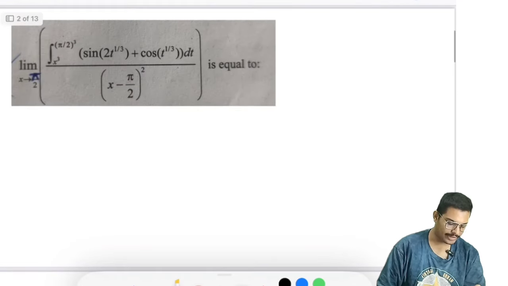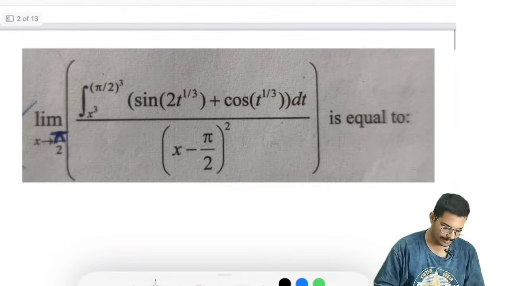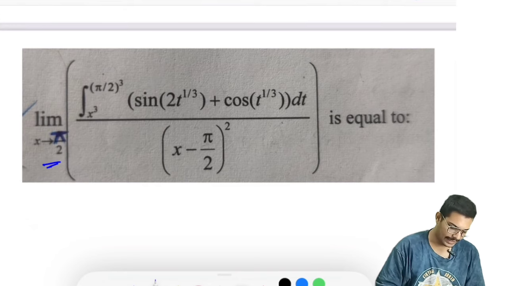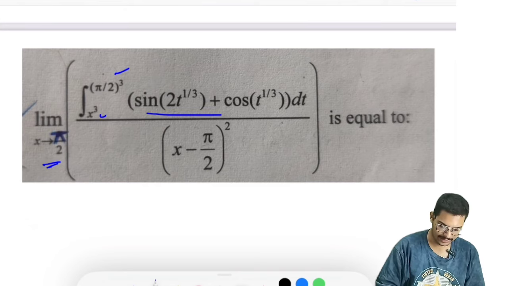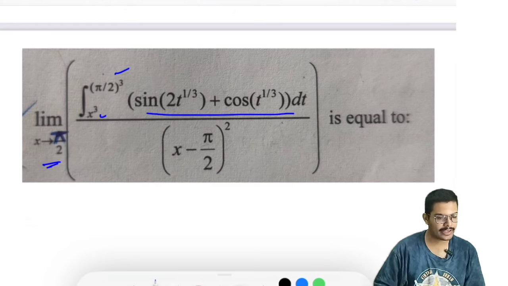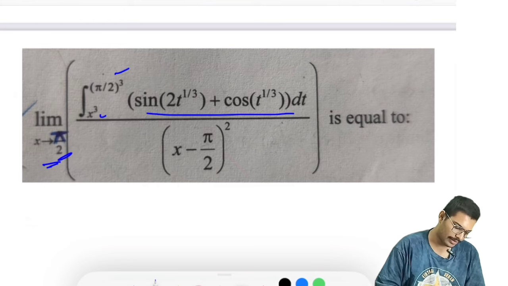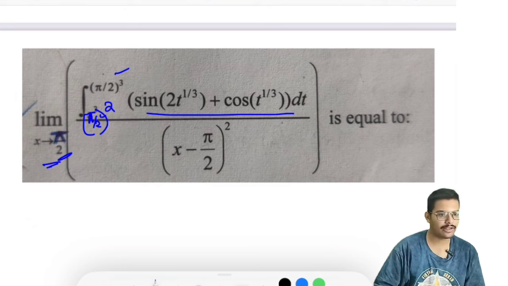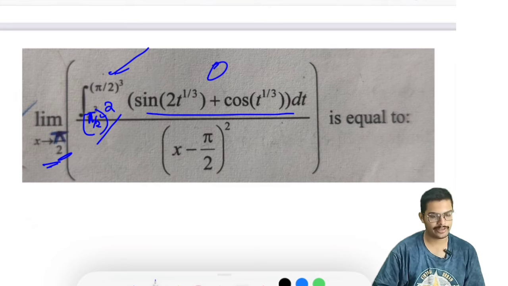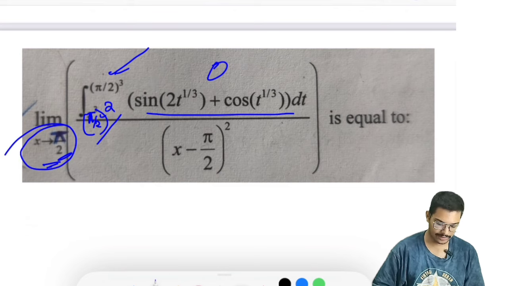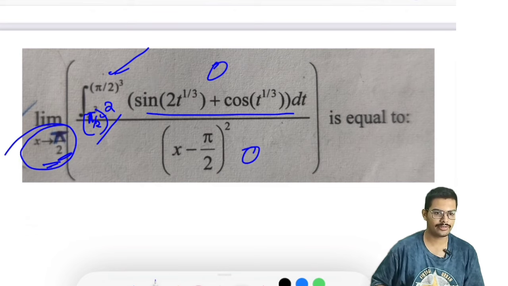First of all, we can proceed with this question. Limit x tends to pi by 2, integral from x cube to pi by 2 the whole cube, there are terms in sine and cos, divided by x minus pi by 2 the whole square is equal to, we need to find the value of the limit. If you put x equal to pi by 2, this x cube will be pi by 2 the whole cube. If the upper limit and lower limit both are the same, the integral value becomes 0. And it is clear, when you put x equal to pi by 2, the denominator is also 0.